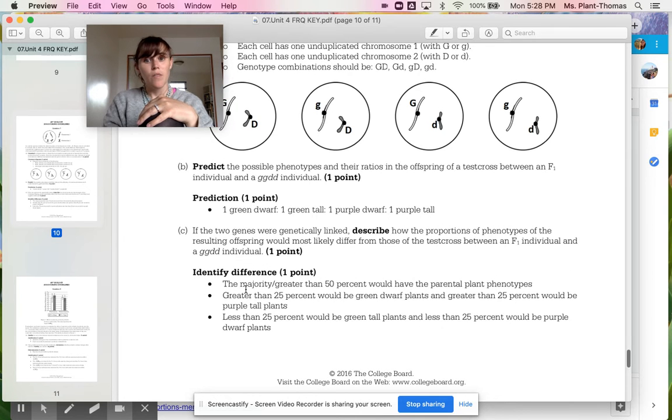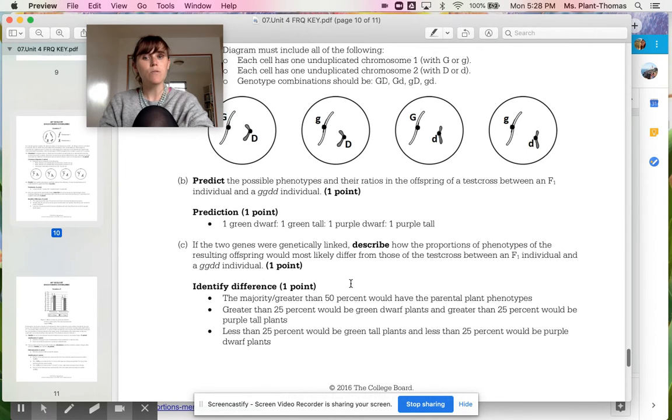Then for the last, it says that you see a proportion that's different than this, and in fact you're seeing that they are genetically linked. What would be the giveaway? And the giveaway would be if you see more individuals that are like the parents than you would expect.